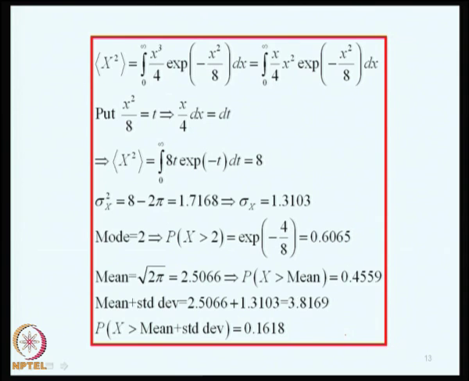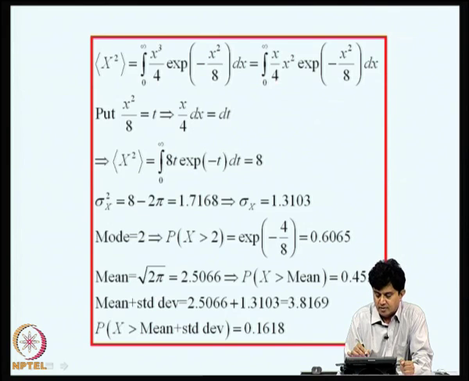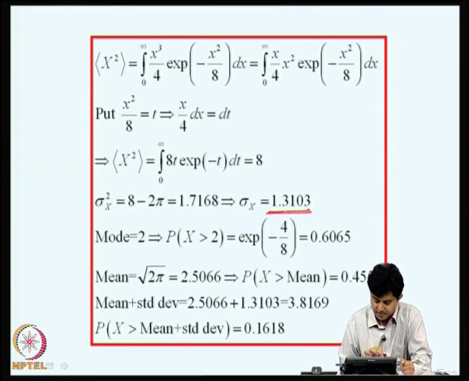Now, we also need to find the standard deviation. So, the expected value of x squared is the integral of x cubed by 4 exponential minus x squared by 8 dx. I will write it as x into x squared and make the substitution x squared by 8. If we follow through these steps, we get the variance to be this.